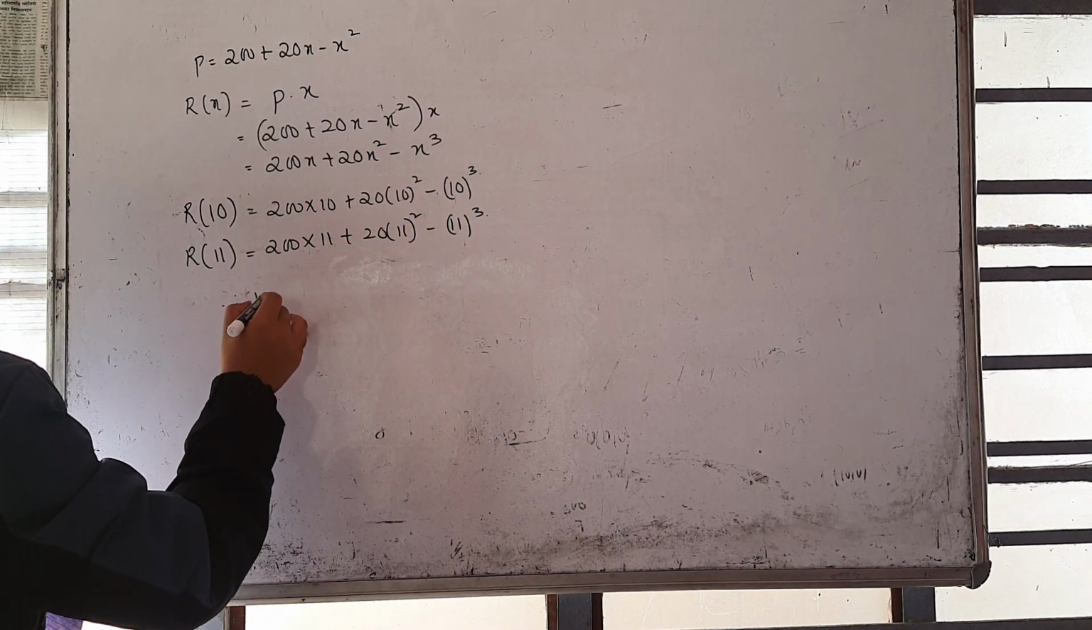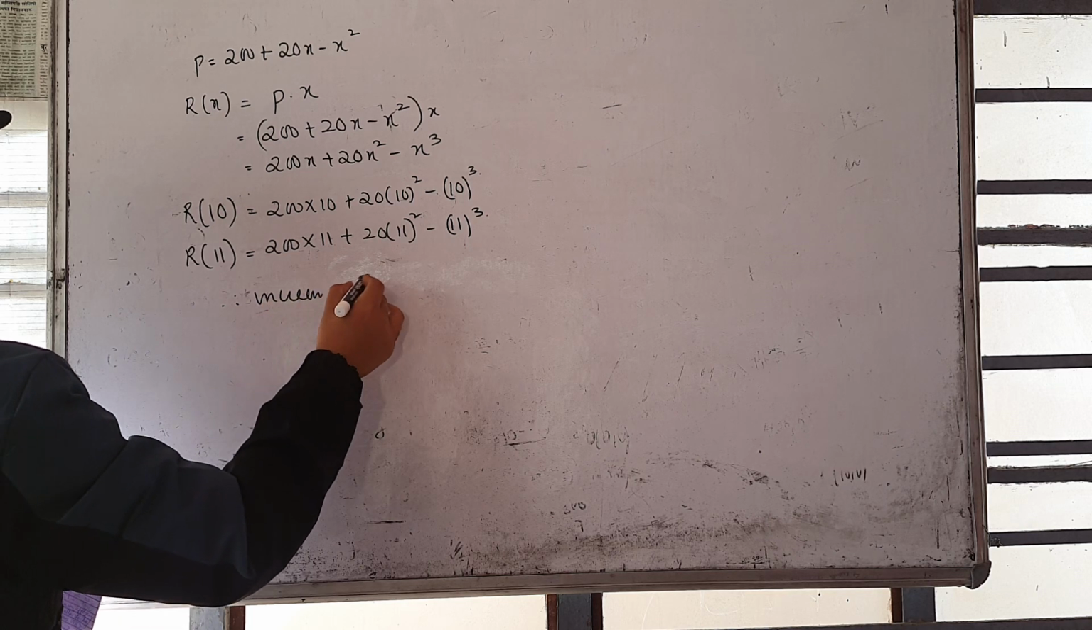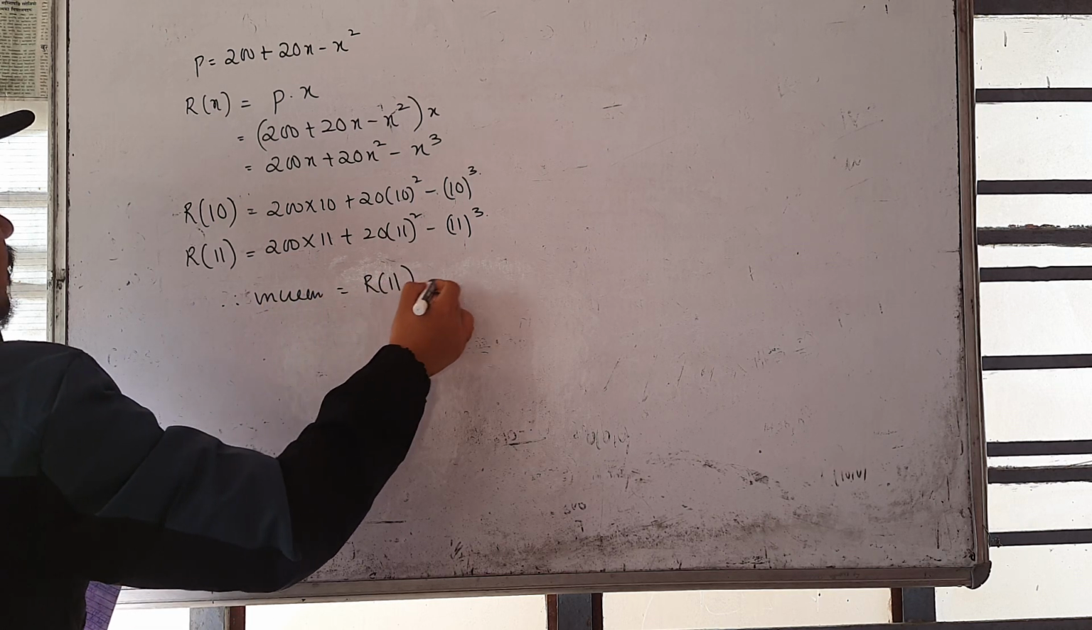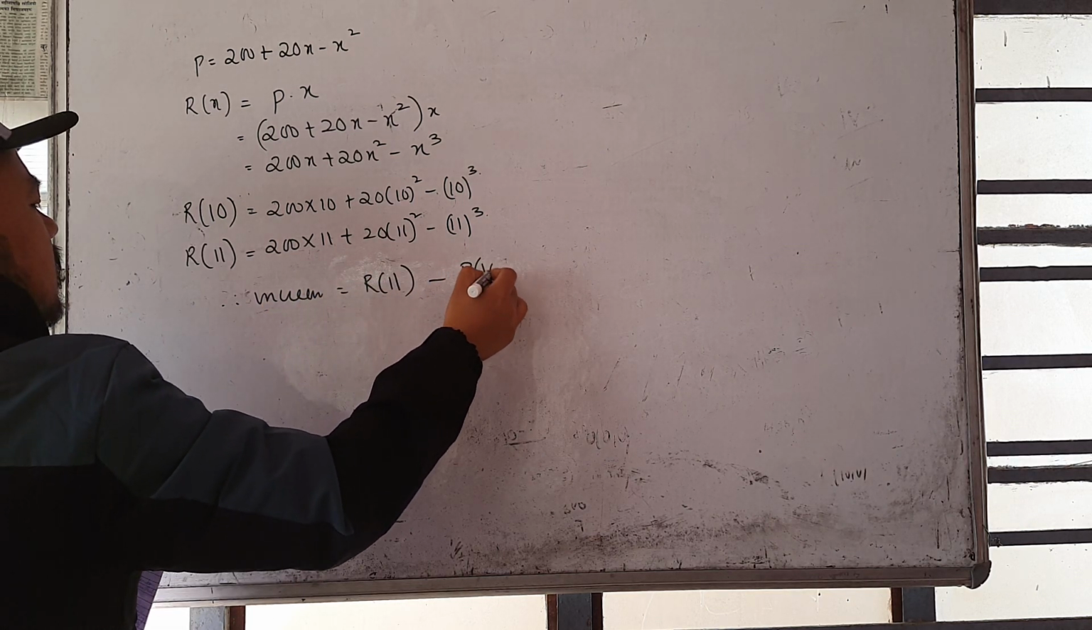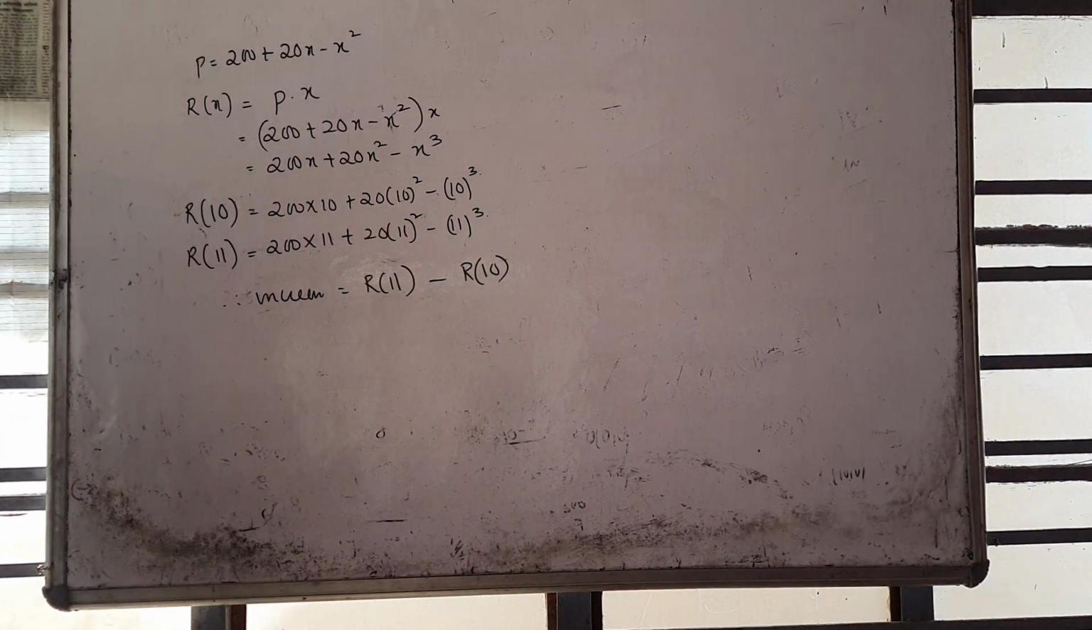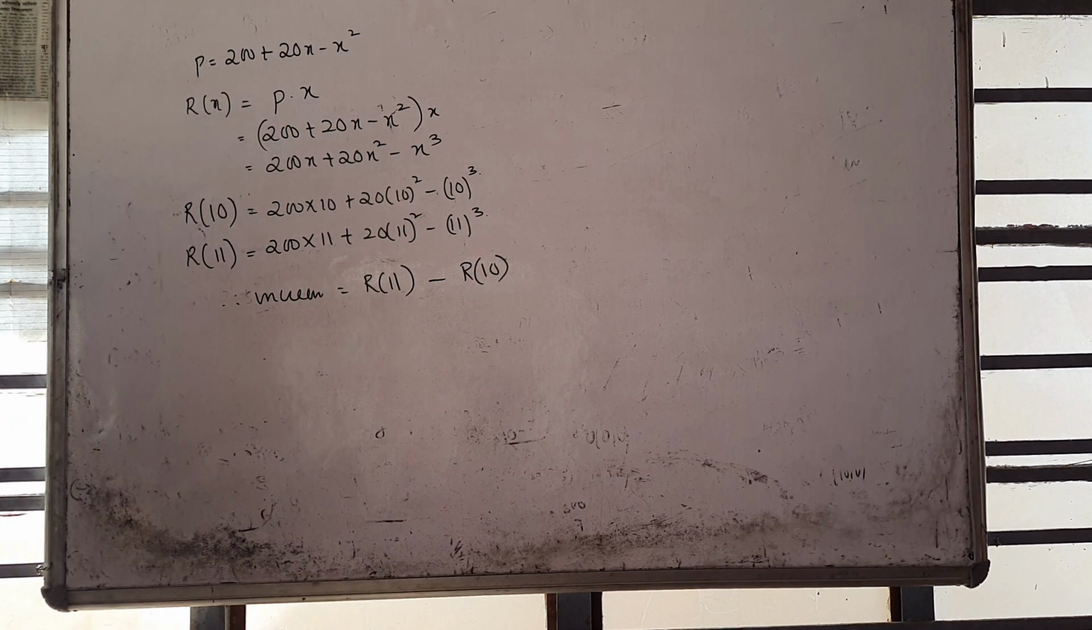So therefore what will be the increase, guys? It will be the money received by selling 11 items minus the money received by selling 10 items. Is it clear? This means increase. Okay, everyone? Now, next.